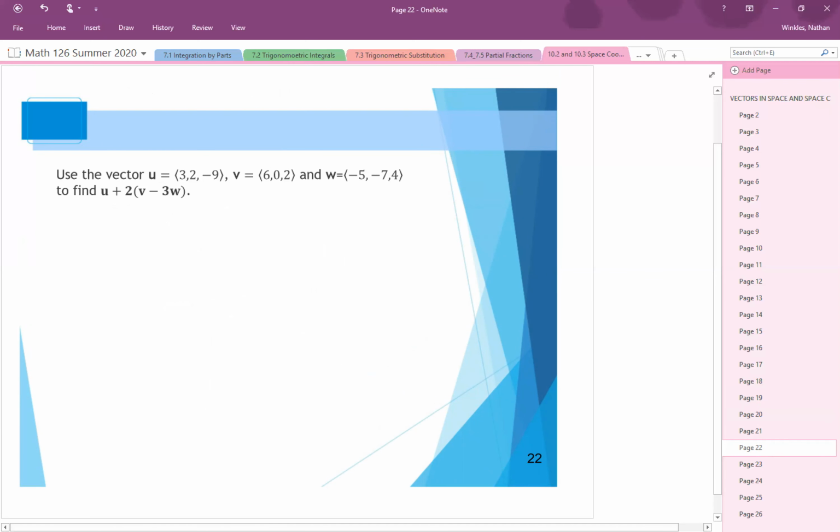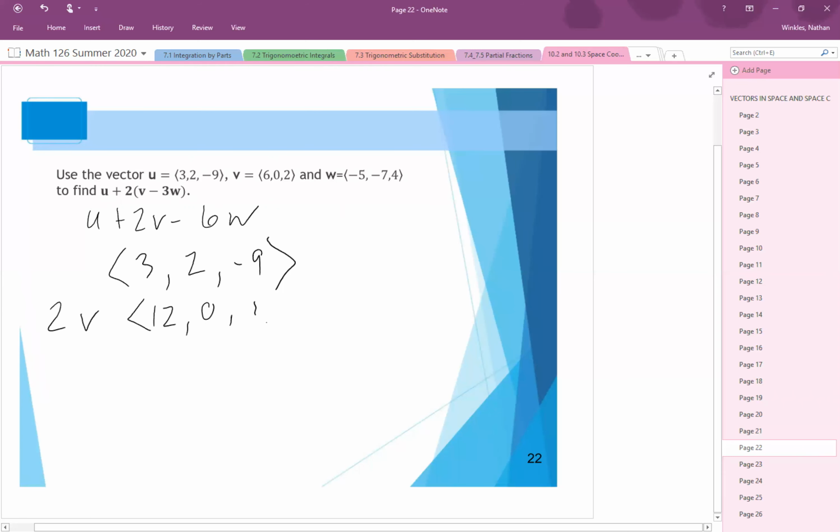What I would do with this one, I would make this u plus 2v minus 6w. So my u doesn't change, so it's 3, 2, negative 9. 2v is 12, 0, 4.